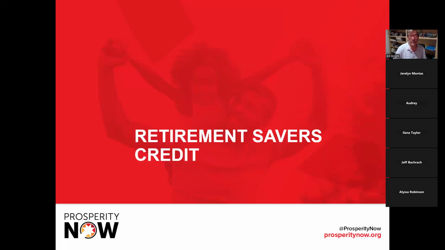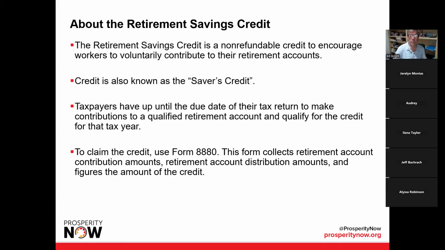All right, now this is one that we actually see a little bit of, the retirement savings credit, and this is why it's important to really enter everything off of the W-2 correctly, because that's where this is going to get generated. It's a non-refundable credit to encourage workers to voluntarily contribute to their retirement accounts. It's also known as the Saver credit. You have up until the due date of the tax return, so it'll be April 15th of 2025, to make contributions to a qualified retirement account and qualify for the credit.